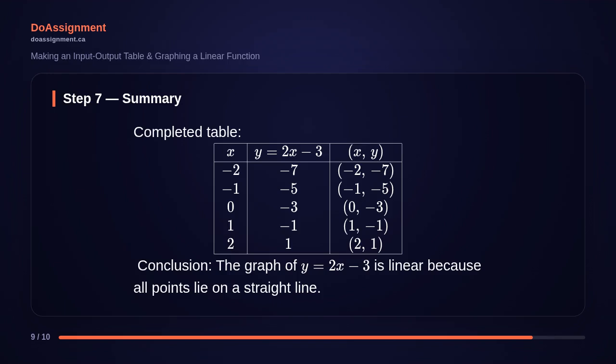To summarize, we substituted each of the 5 x values into y equals 2x minus 3 to fill the table. The 5 ordered pairs are -2, -7, -1, -5, 0, -3, 1, -1, and 2, 1. When plotted, they form a straight line, so the graph is linear.